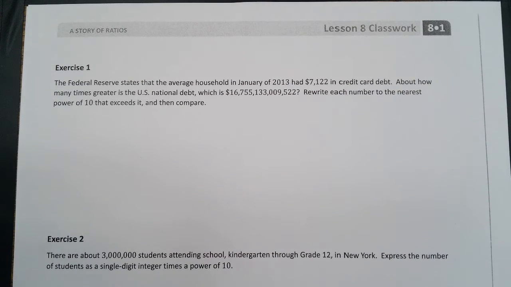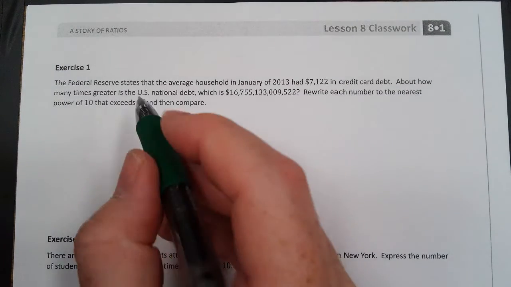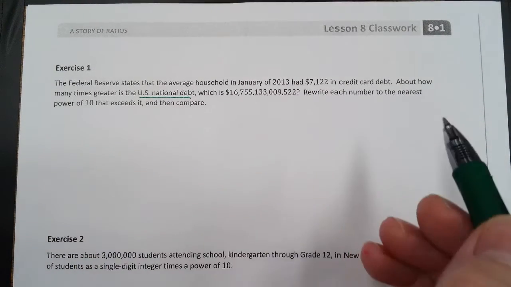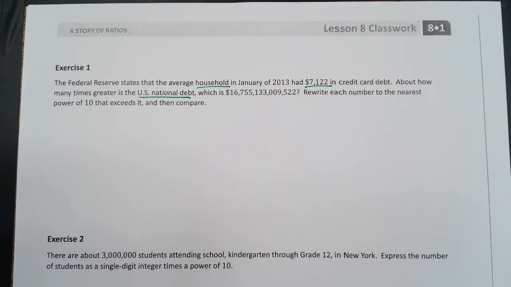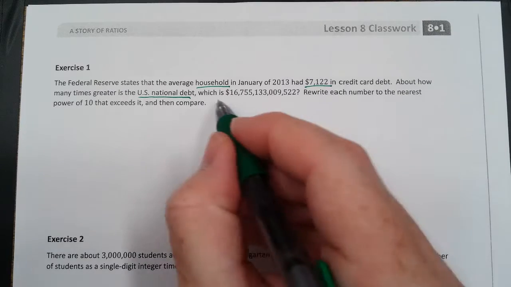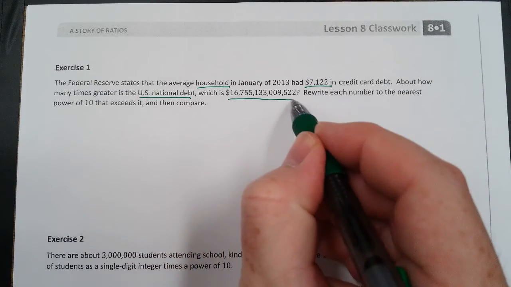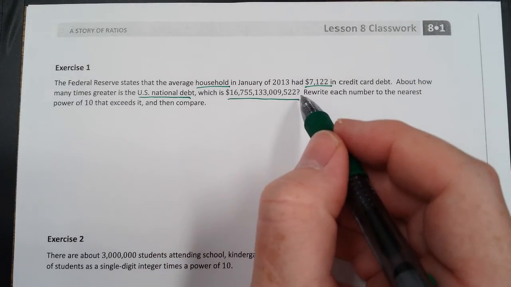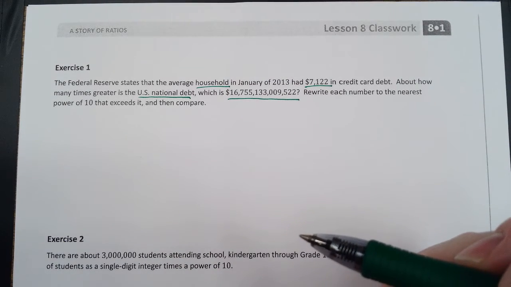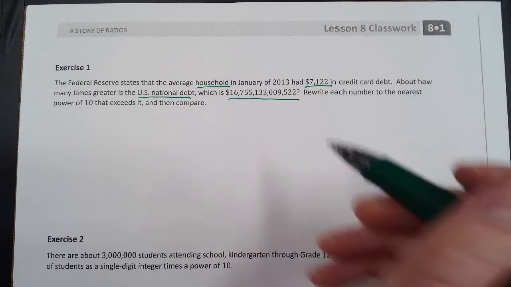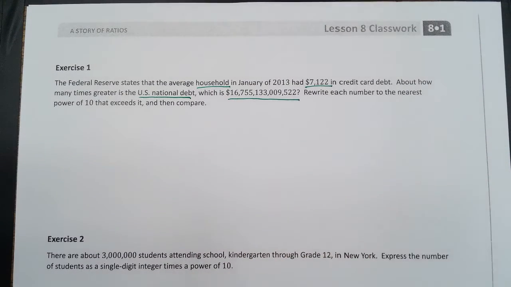About how many times greater is the U.S. national debt? The United States, the country, owes money. So a household had 7,000. The country has debt that big, which is more than $16 trillion. And that was in 2013. It has gone up.